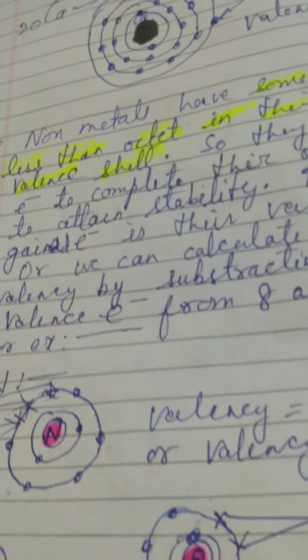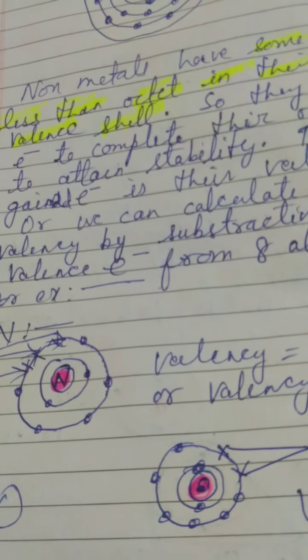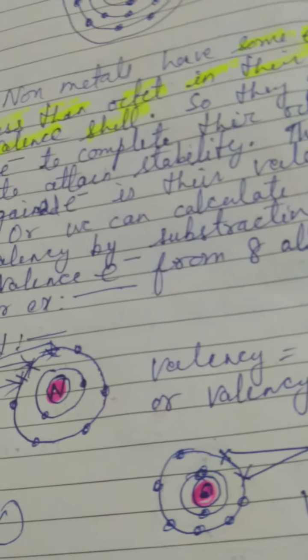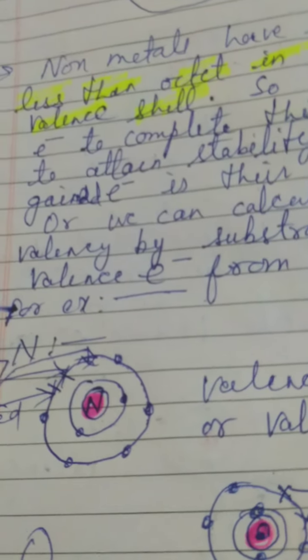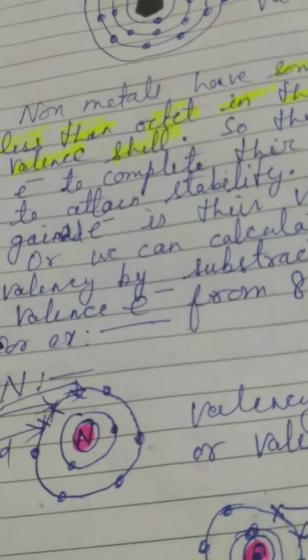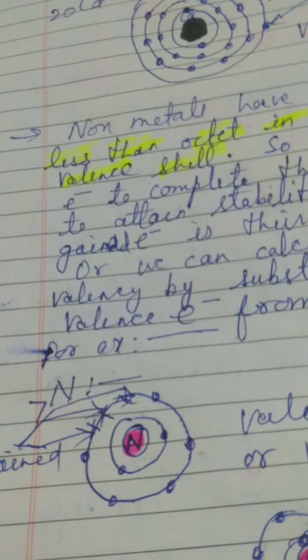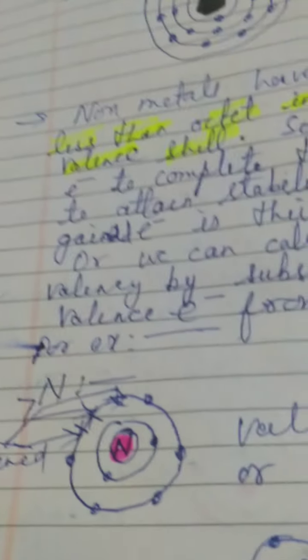I have told you that the non-metals have more electrons in their outermost shell and they gain either 1, 2 or 3 electrons to become stable. They gain it to become octet. Here I have shown the example of nitrogen which has the configuration 2, 5.